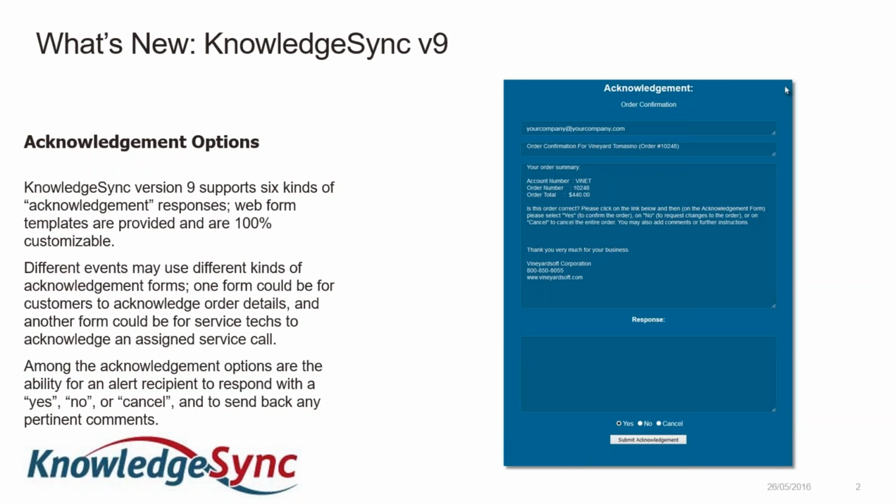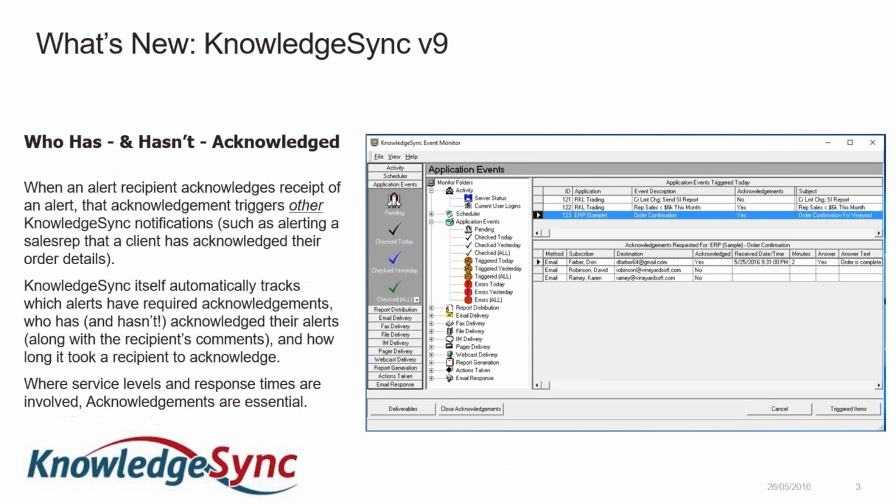Now, once an alert recipient acknowledges receipt of that message, typically by specifying their answer down at the bottom of this form and clicking on the Submit Acknowledgement button, that acknowledgement information is automatically relayed back to KnowledgeSync, where you can see it in a couple of different ways. First of all, there's the KnowledgeSync Monitor module. This will show you what acknowledgements have been sent and what have been received.